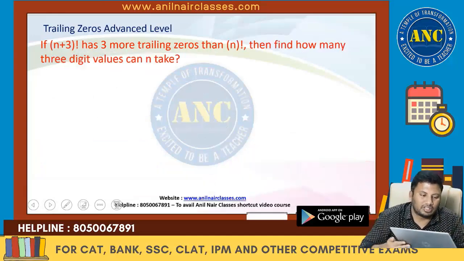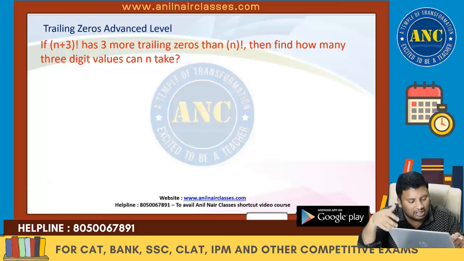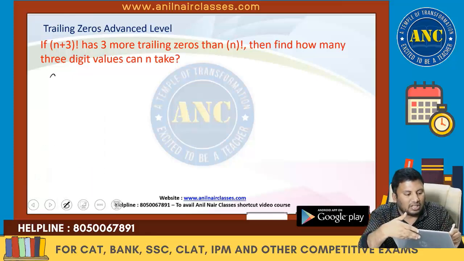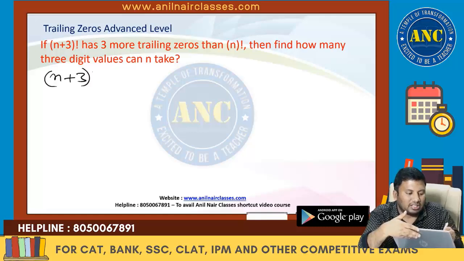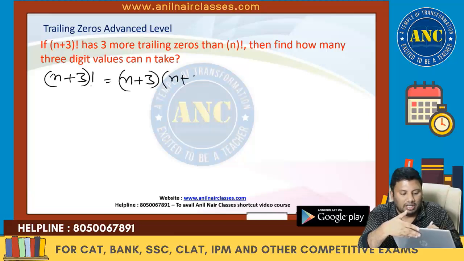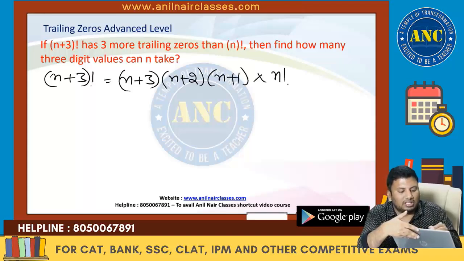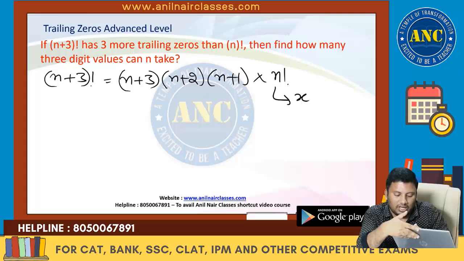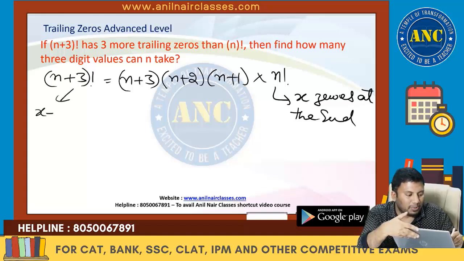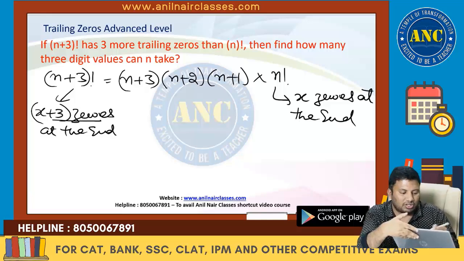Next one, write down this question: (n+3)!. You can solve these also. (n+3)! is (n+3)(n+2)(n+1) times n!. Now this has 3 more trailing zeros. If there are x zeros at the end of n!, there are x plus 3 zeros at the end of (n+3)!.